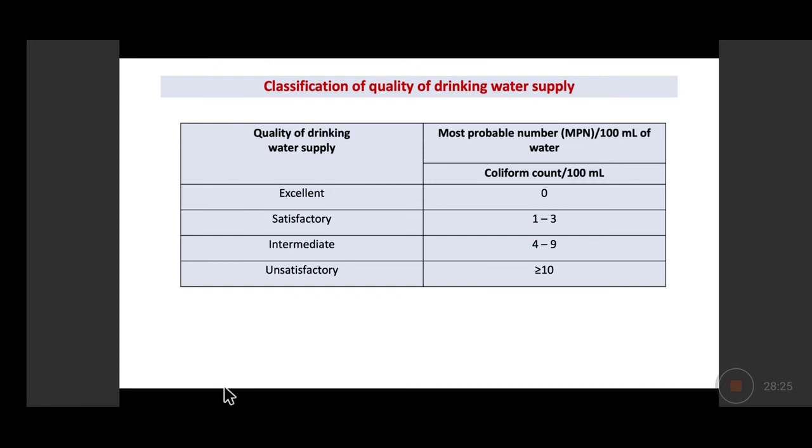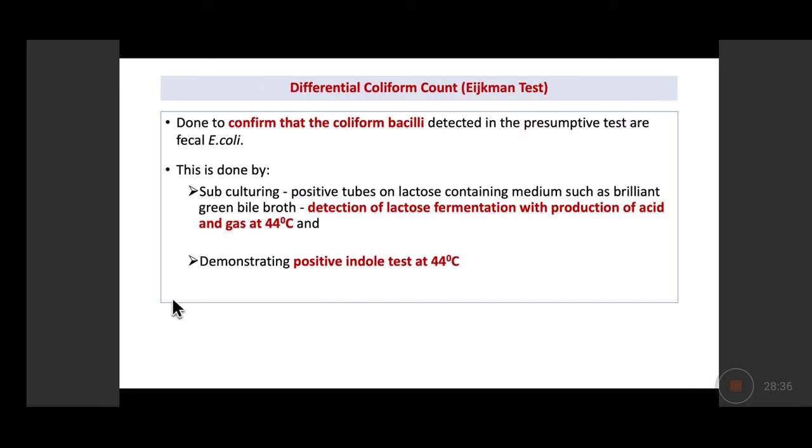Now, if the result of the tube is negative, then we do not proceed further. Okay. But if the result is positive, then we confirm it. We confirm it with the help of differential coliform count. Okay, it is generally done to confirm that the coliform bacilli detected in the presumptive test are fecal E. coli. So what we do, we subculture those positive tubes on other media, which is lactose containing medium, such as brilliant green bile broth. Okay, and then we incubate it in the water bath at 44 degrees Celsius.